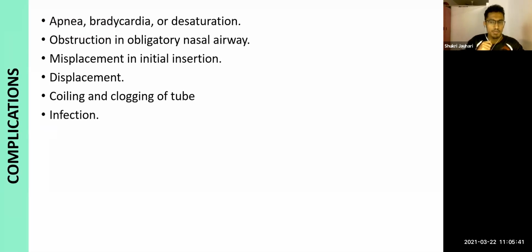Okay, so these are the complications for the orogastric and nasogastric tube. The patient can present with apnea, bradycardia, or desaturation. There can be obstruction of the obligatory nasal airway. There can be misplacement at the initial insertion, such as misplacement into the trachea. The next can be displacement, coiling and clogging of the tube, and last but not least, the patient can develop infection. Okay, next.